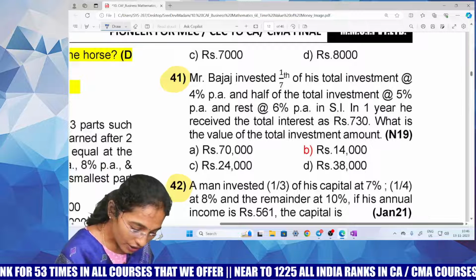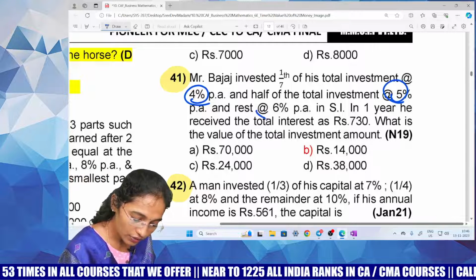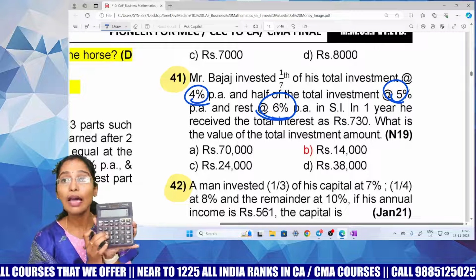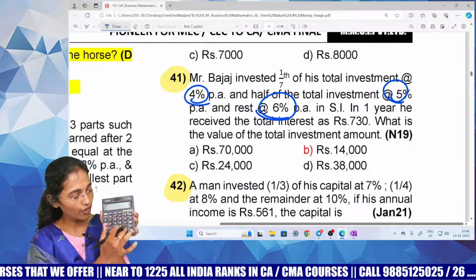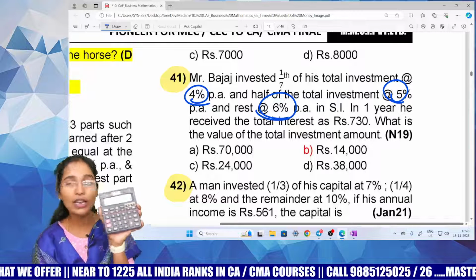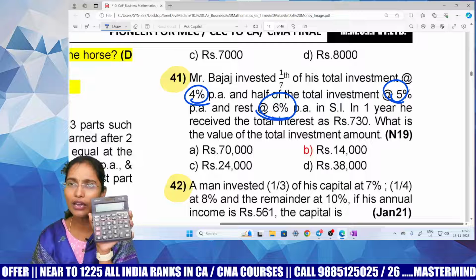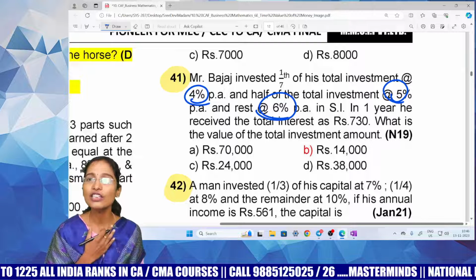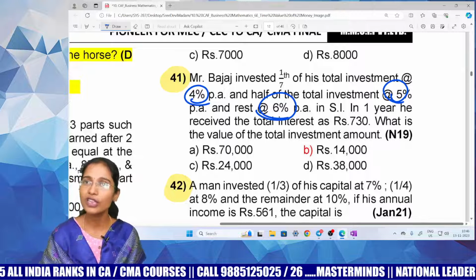The first rate of interest is 4%, the second rate of interest is 5%, and the third rate of interest is 6%. What I'm doing is calculating the arithmetic mean of 4, 5, 6. What is the arithmetic mean? 4 plus 5 plus 6 by 3, which is 5. So I got the average rate of interest as 5. Keep that in your mind.